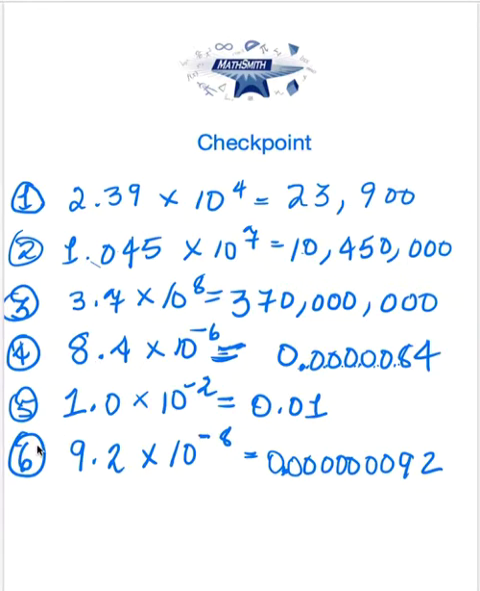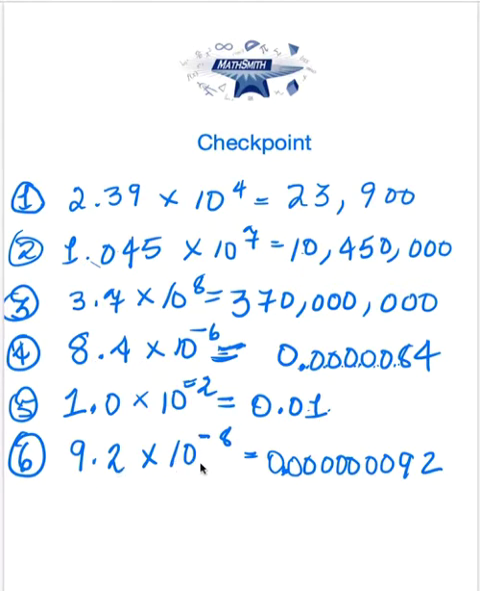All right, number 5, we have 1.0 times 10 to the negative 2. So again, we're going to be taking our decimal place and moving it 2 to the left. So it ends up going right here to 0.01.